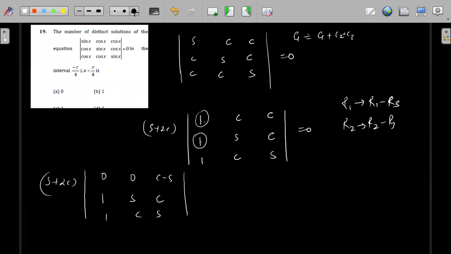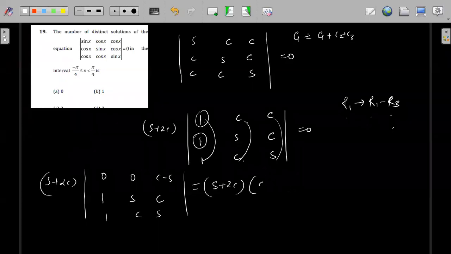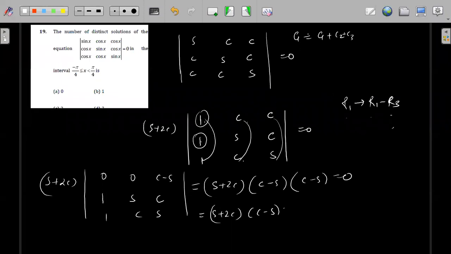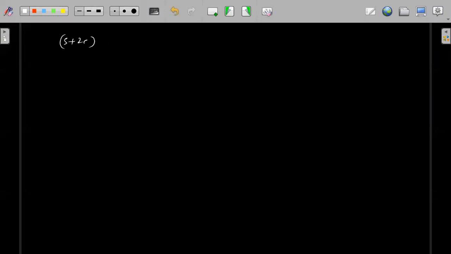I just need one operation. Okay, this one is okay. So what I will get: this minus this, this minus this, this minus this will become 0, and this minus this will become c minus s. So I will simply write s plus 2c into c minus s into c minus s. That should be equal to 0. So I will get (s plus 2c) into (c minus s) is equal to 0, which means either s plus 2c is equal to 0 or c minus s is equal to 0.